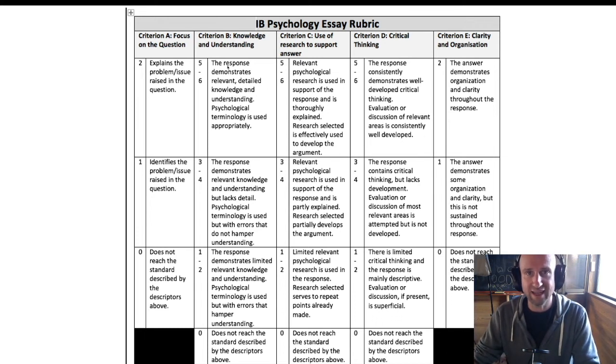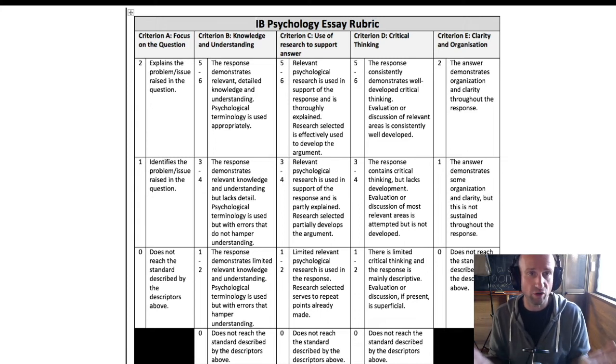The knowledge and understanding, I would argue, comes from your explanations of the things that you are contrasting. Let's stick with the research methods if it's about contrasting the use of two methods. Well, your knowledge and understanding is explaining what those methods are, how and why they're used in the particular field of the question, like biological psychology or abnormal psychology, whatever the topic in the question is. Now, you've still got to show your studies as well. That's your use of research, criterion C.